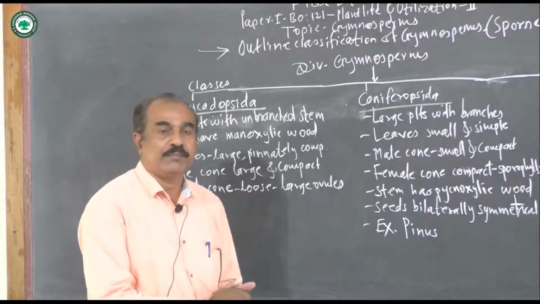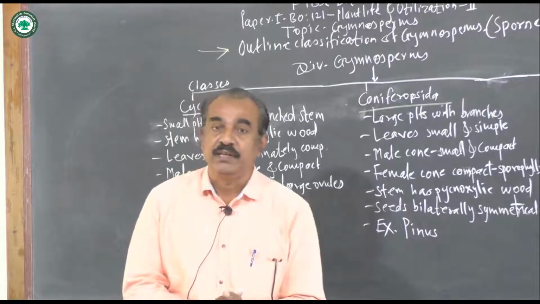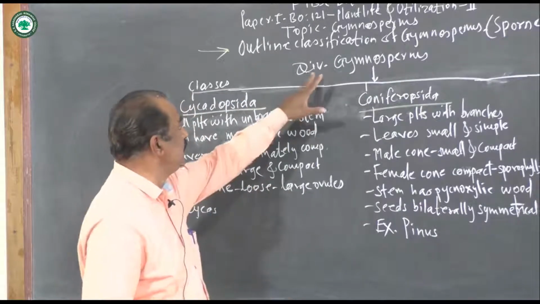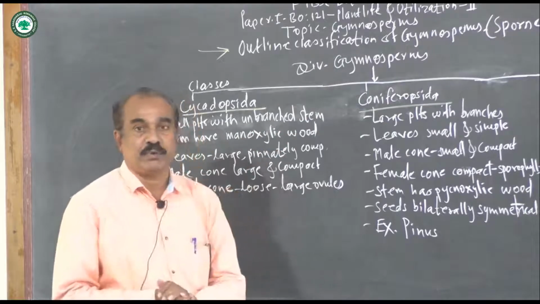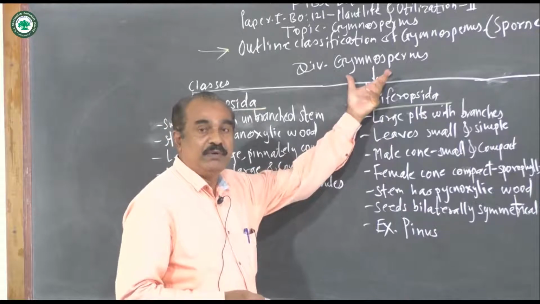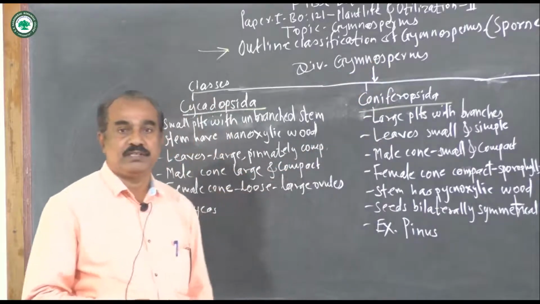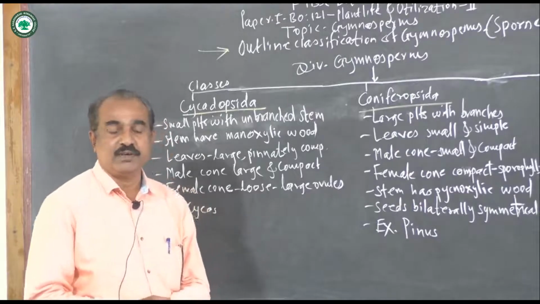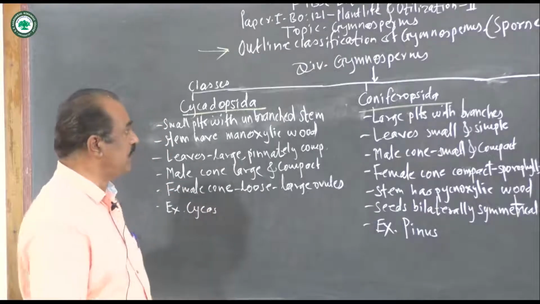By observing different types of characters, Sporne included all the gymnospermic plants into one division, and that division is called the gymnosperms. That means all the plants are included into one and the same division, called the gymnosperms. Now this division is divided into three different classes, again on the basis of different characters.